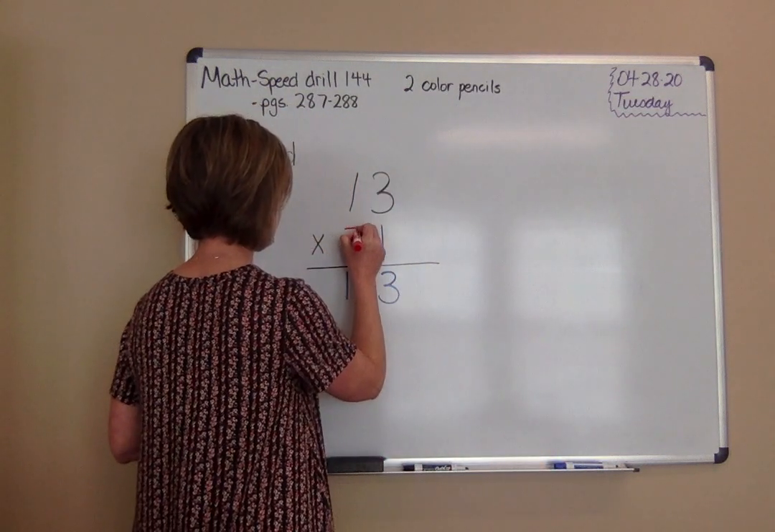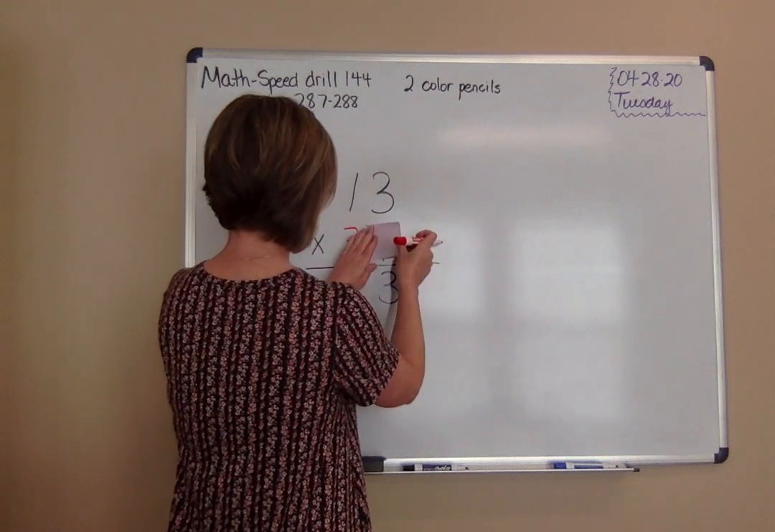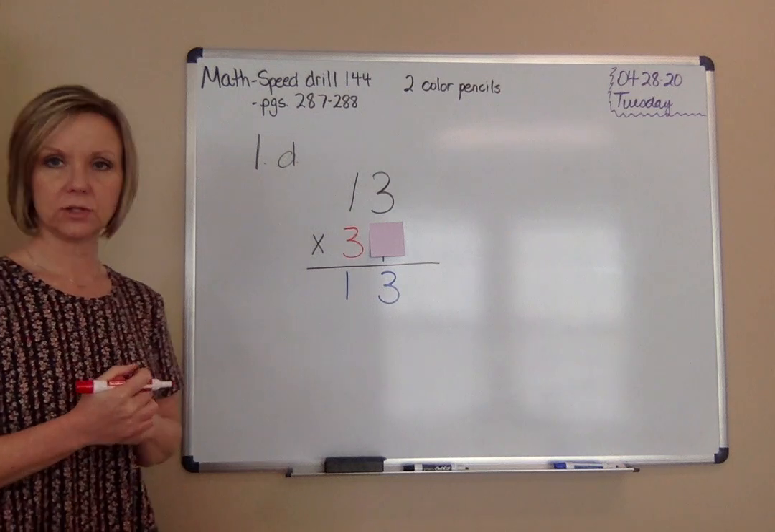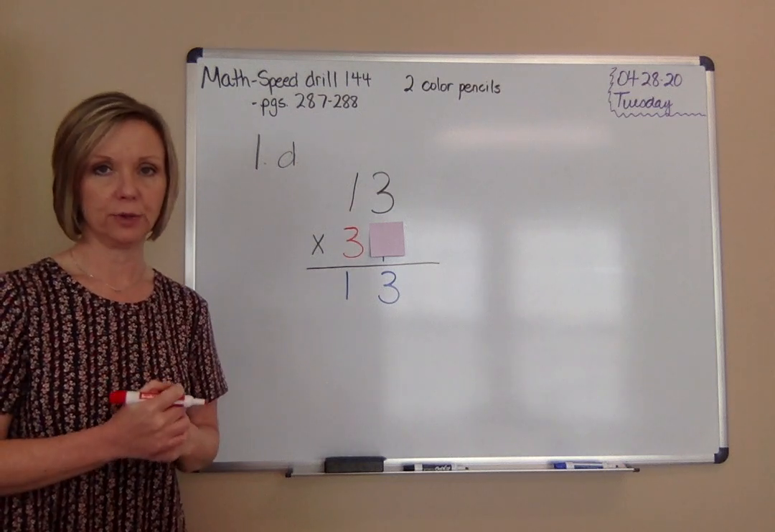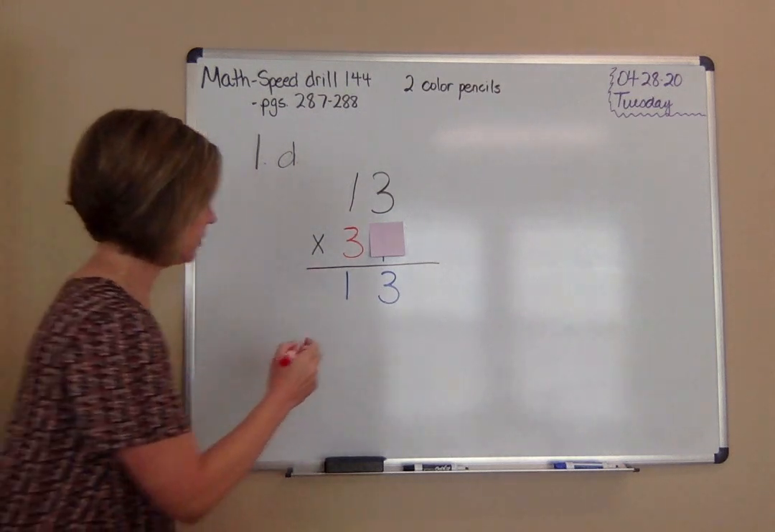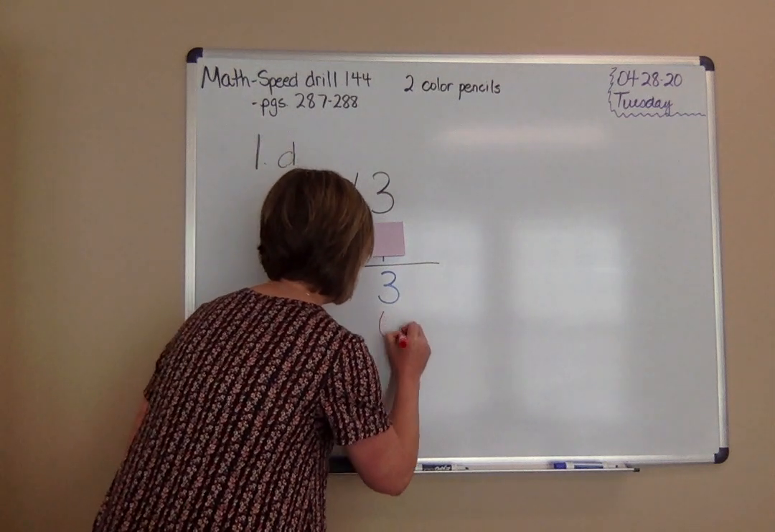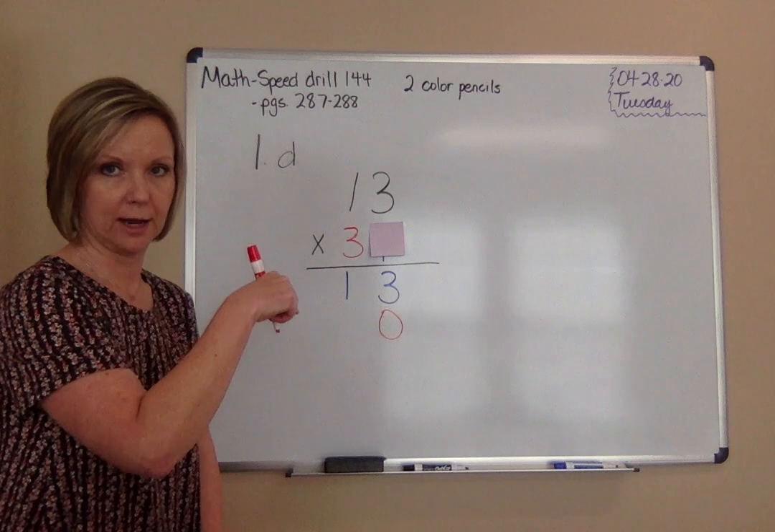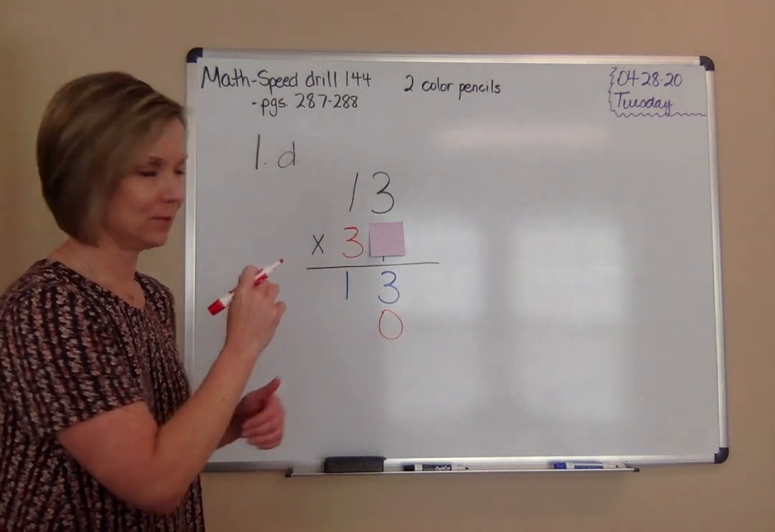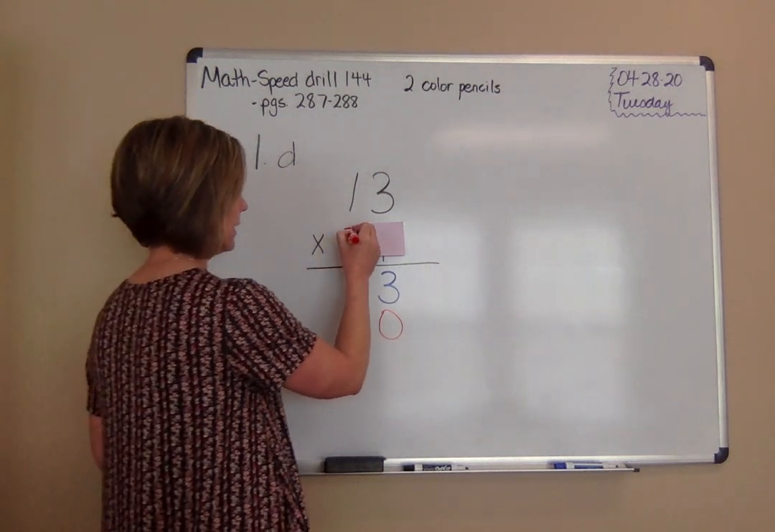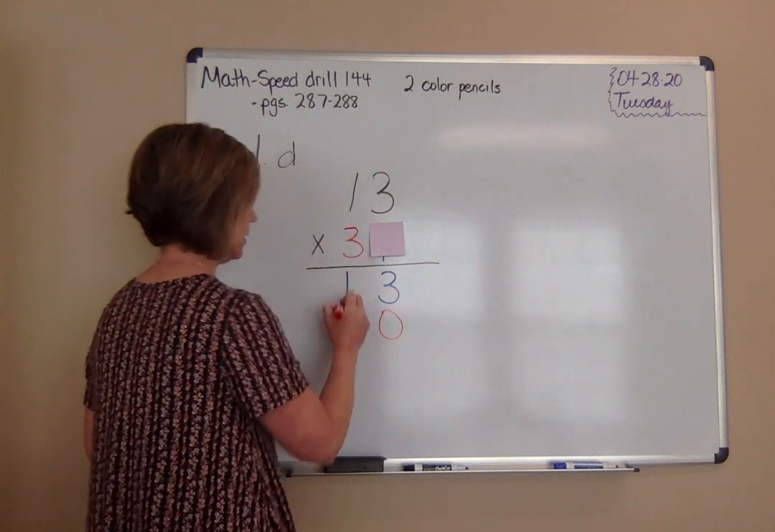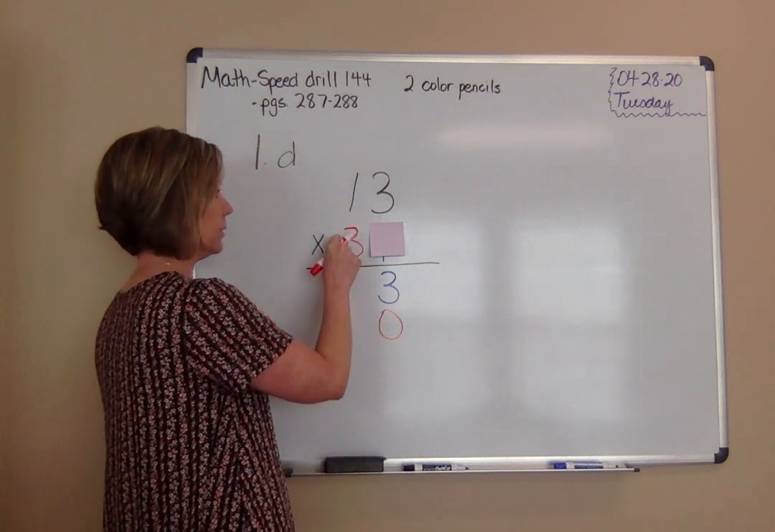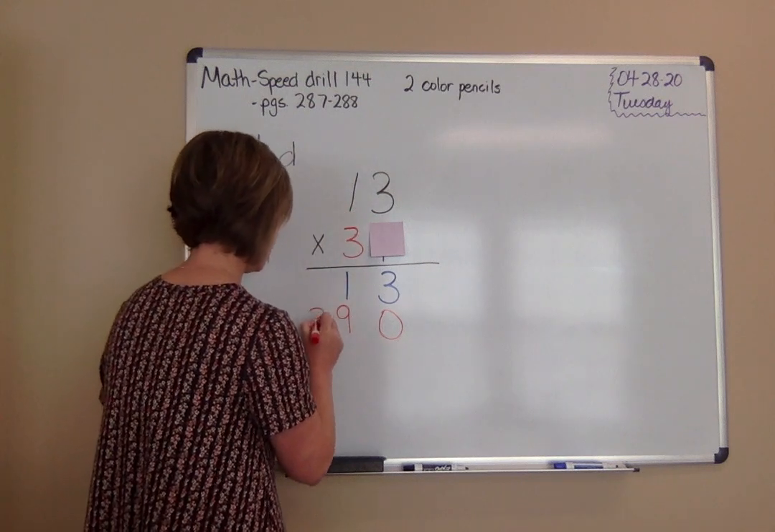Put my 3 back on there. Cover this up. Before I get started, what do I need to put? My hero 0. Yep. Because I'm not doing anything with the one side. See, I've got a block there. I've got a nothing there. So we need a 0. So now let's go. 3 times 3 equals 9. And then that pushes me over. 3 times 1 equals 3.